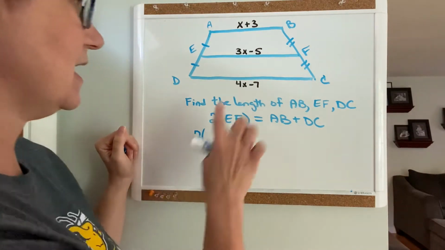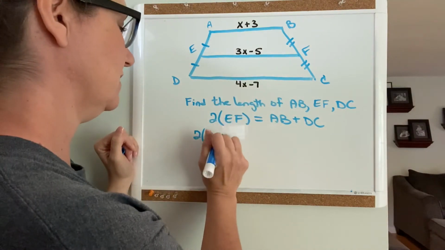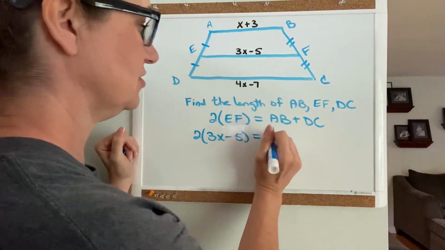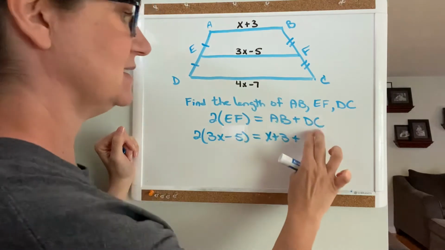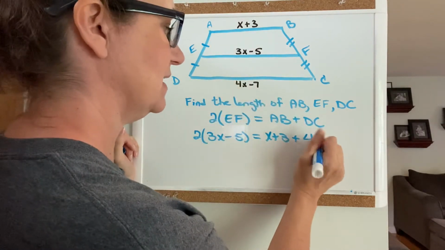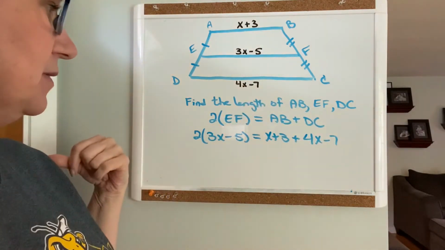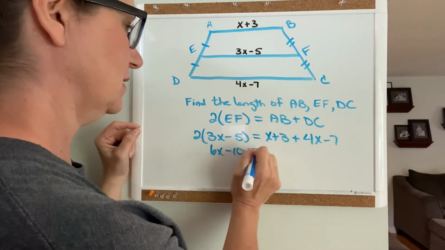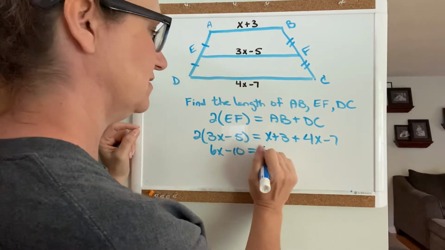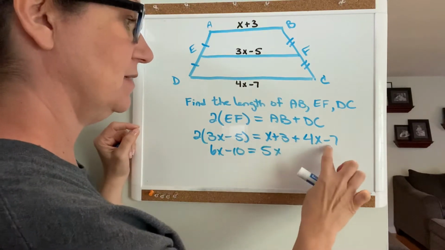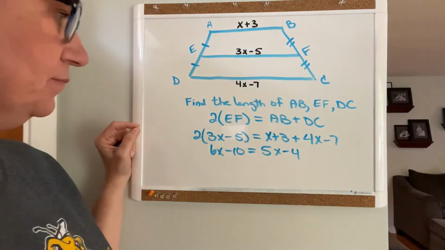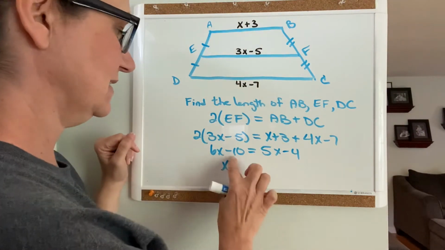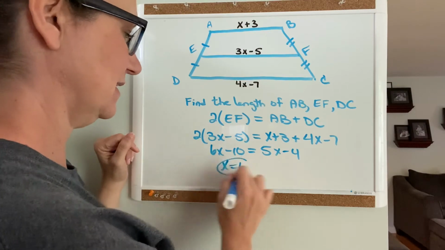So you get 2 times EF, which is 3x minus 5. And that is equal to AB, x plus 3, plus DC, which is 4x minus 7. And now we just do the algebra. So distribute the 2 through and you get 6x minus 10 equals x plus 4x is 5x. 3 minus 7 is negative 4. So if you finish this, subtract 5x from both sides and add 10, you get x equals 6.